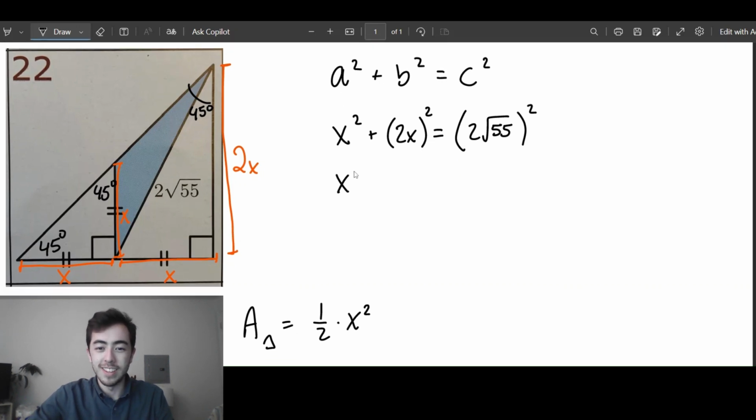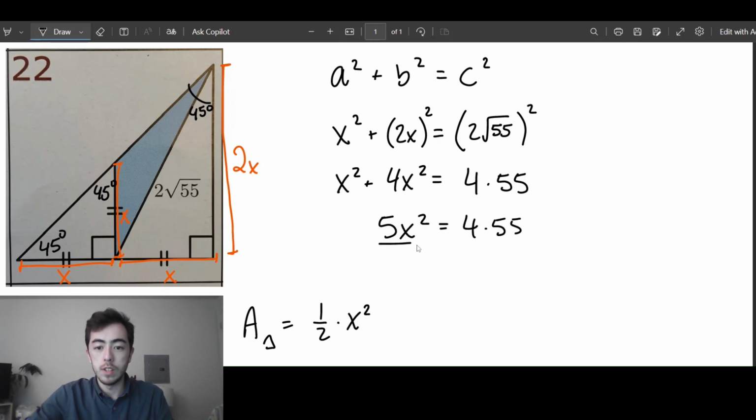Well, x squared can just stay the same. 2x times 2x is 4x squared. And then 2 times root 55, times itself, is going to be 4 times 55, because I'm distributing this square to the 2 and also to the root 55. All right. I can combine my like terms on the left. 1x squared and 4x squared make 5x squared. And then let's divide both sides by 5 so I can get my x squared by itself.